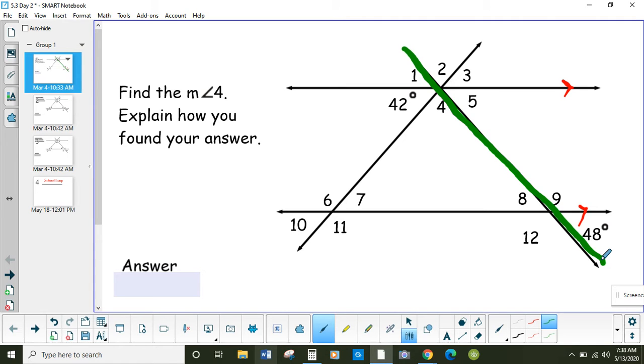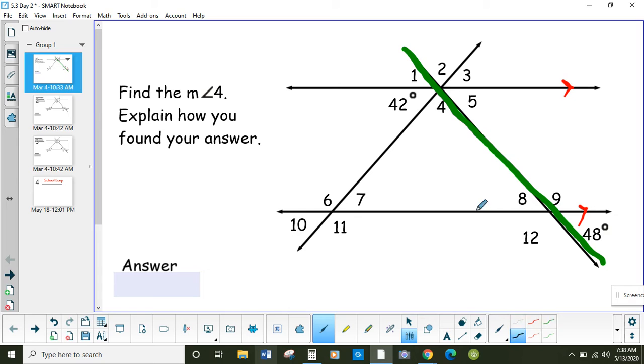Corresponding angles are congruent, alternate interior angles are congruent, alternate exterior angles are congruent, same side interior angles are supplementary, and always, whether these lines are parallel or not, vertical angles are congruent. So we can use all that information since those two lines are parallel and there's a transversal.